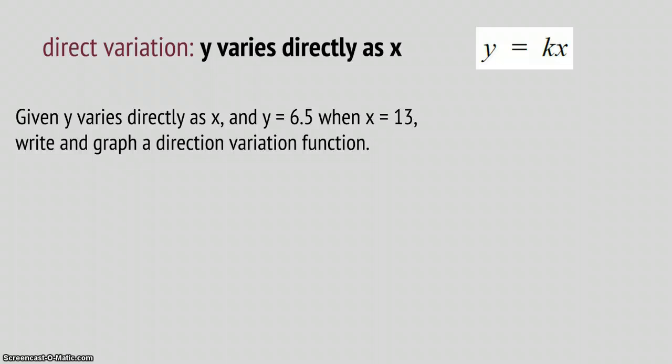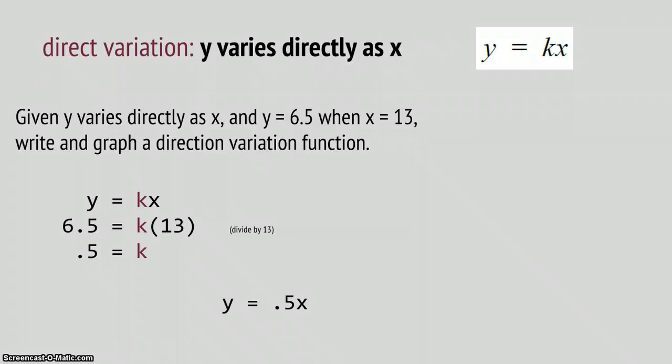Here's an example. Given y varies directly as x, and y equals 6.5 when x equals 13, write and graph a direct variation function. So this can be modeled with this function here, okay? Y equals kx, and k is the magic number. K is the constant of variation. That never changes. We substitute in 6.5 for y and 13 for x, divide both sides by 13, and we find out that k is 0.5, which gives us the equation y equals 0.5x.